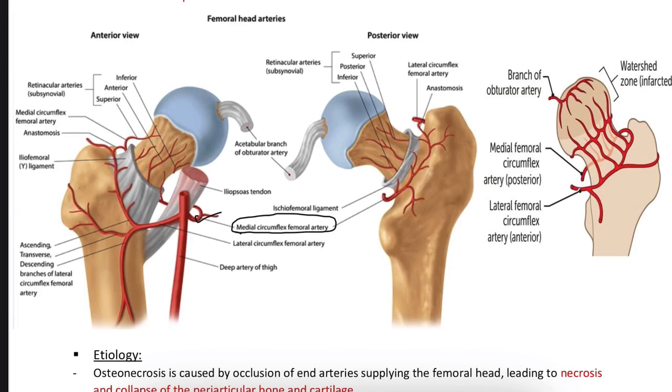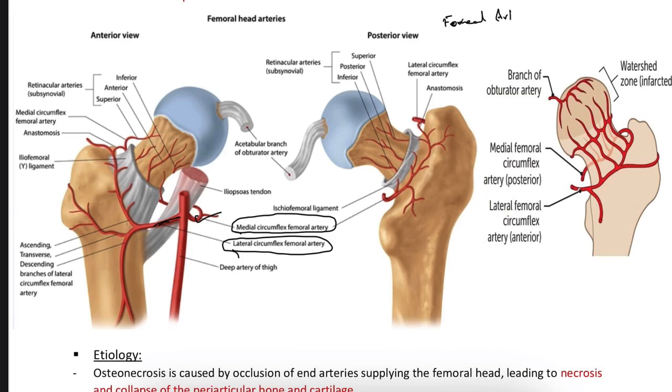This artery is most important because it provides blood supply to the posterior aspect of the femoral head. Next one, the lateral femoral circumflex artery, which goes laterally; it provides blood supply anteriorly. Next we can see the foveal artery. I don't have an image of that artery here.